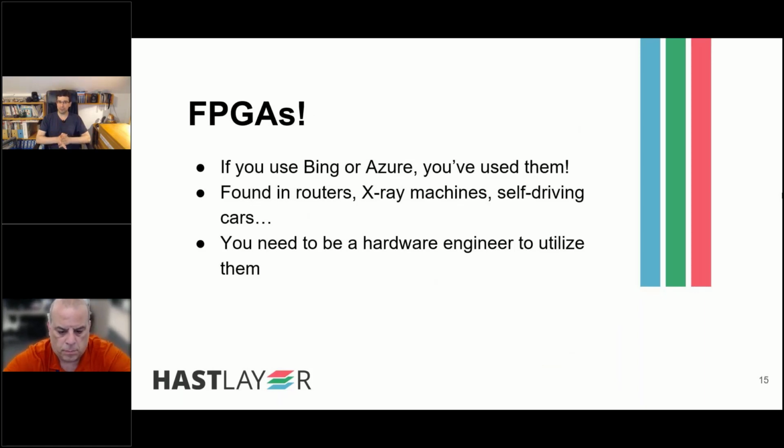Now, if you haven't worked with FPGAs directly, I believe you still somehow, even indirectly, use them, because, for example, if you Google something on Bing, you have used them. Bing is accelerated by FPGAs. I'm not sure about the new Bing though. Azure uses FPGAs for hardware accelerated networking, but they are sometimes also used in household appliances like routers, or less household appliances like X-ray machines or self-driving vehicles. But you need to be a hardware engineer to utilize them because it's hardware engineering.